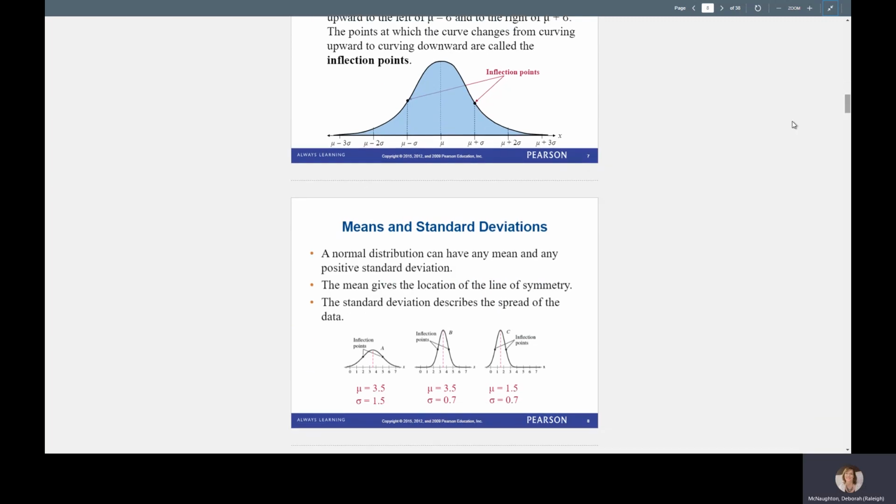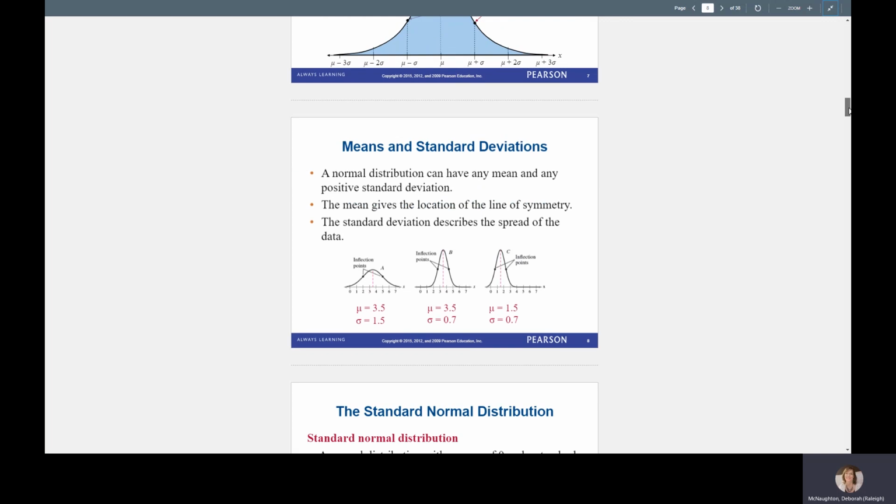Right? And then again, like I said, this tells us how wide this is. So the bigger our sigma is, the more flattened out our curve becomes. Here it's showing us some examples, different means and standard deviations, and what happens to the curve. So here's a curve. Our mean is 3.5 and our standard deviation is 1.5, which means my inflection points are going to be at 3.5 minus 1.5, which is 2, and 3.5 plus 1.5, which is 5. So here are my inflection points at 2 and 5. And you can see this is where it switches from concave up to concave down.